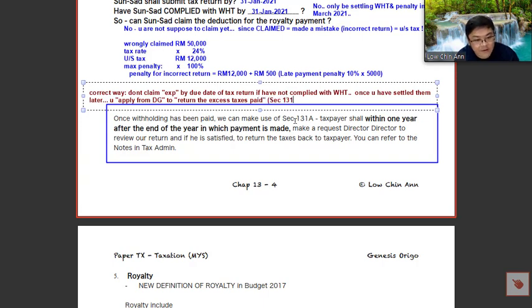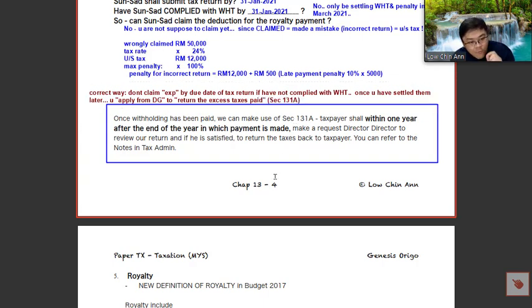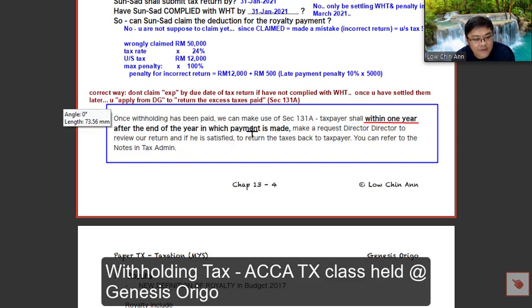Now we're going to use something called Section 131A. There is a provision in the laws that says once the withholding tax has been paid, you shall within 1 year after the end of the year in which the payment is made, request the Director General to review your return, and if he's satisfied, he will return the taxes to the taxpayer. We'll see this again next time in the tax admin notes, but at least now you get an idea that that's the right thing to do.